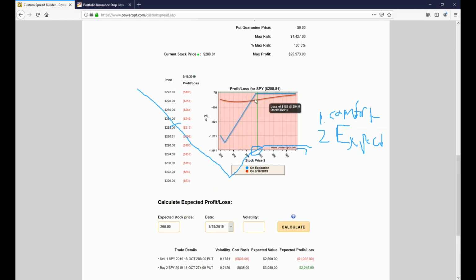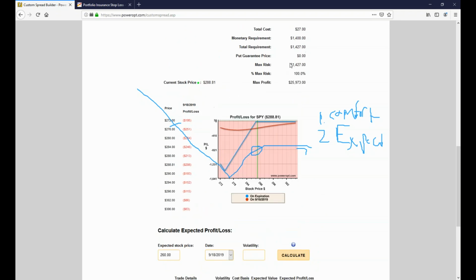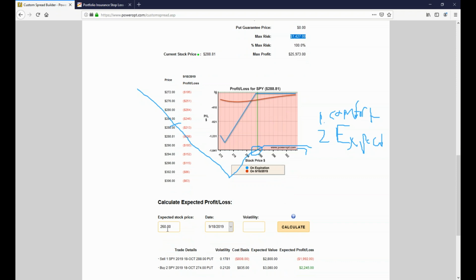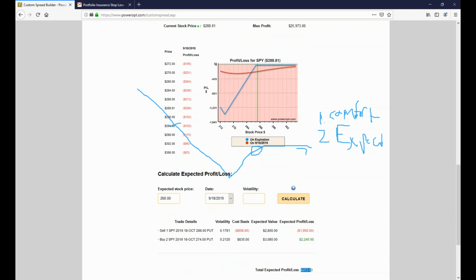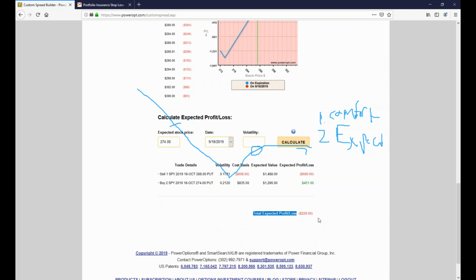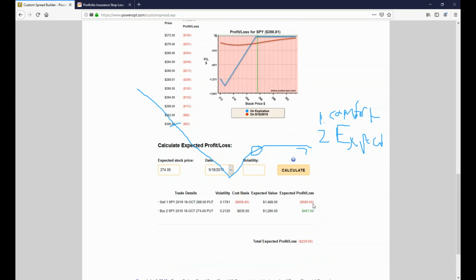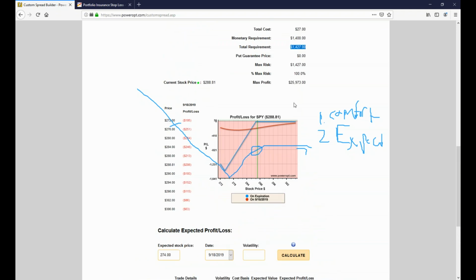So with the curved line, not near expiration, our maximum risk is $1,427. This is the worst case scenario right here at the peak. But if it falls that 10%, 28 points to 260, you're looking at about a 22% return. Favorable, very favorable as a market hedge. But if it only falls 5% and drops $14 down to 274, you're at a loss, theoretically, of $229, or 25% of the maximum risk that you put up for the margin requirement of the two strikes.